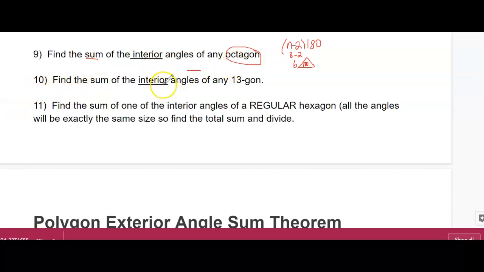Okay, let's go ahead and do number 10. Number 10 says find the sum of the interior angles of a 13-gon. So that's just a polygon with 13 sides. So you do the same thing.